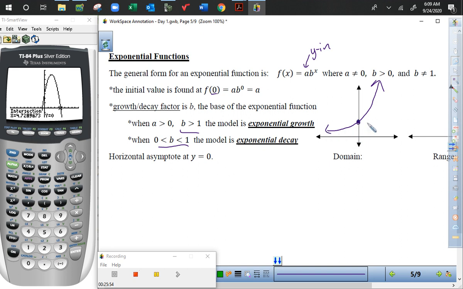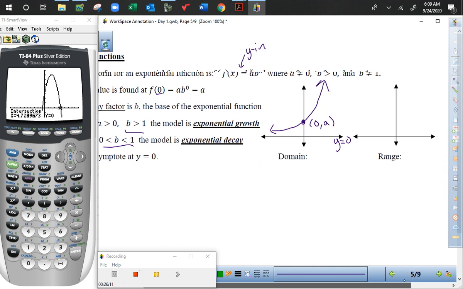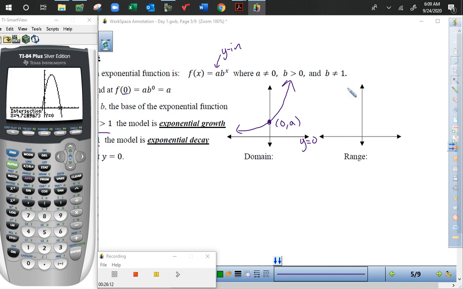This point, our y-intercept, remember, is 0 and whatever a is. And then we also have a horizontal asymptote at 0 here. Because of those restrictions on the a and b, we can't ever be below the x-axis without a translation of some sort.